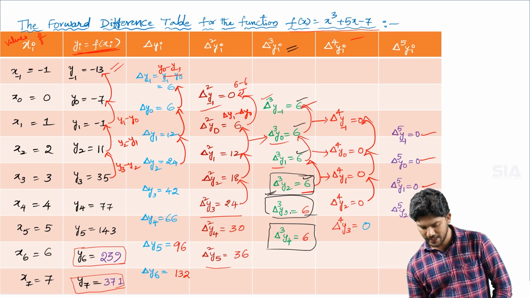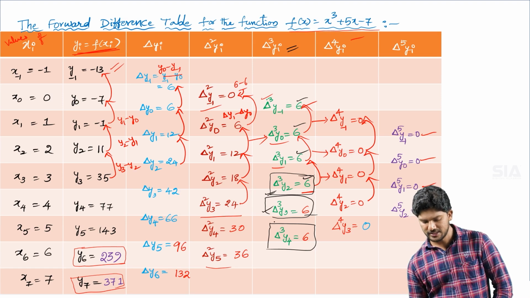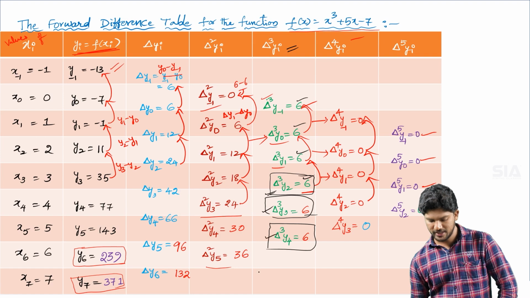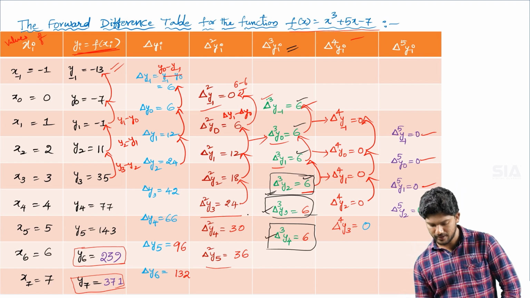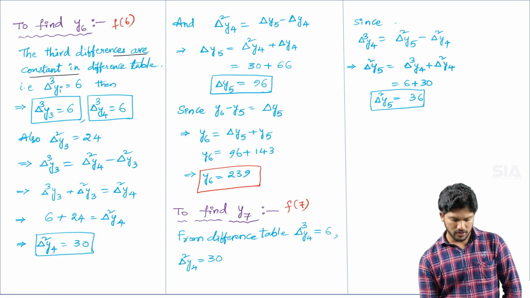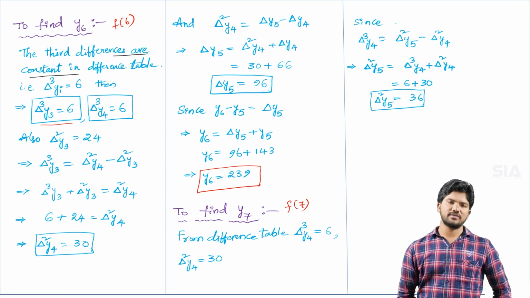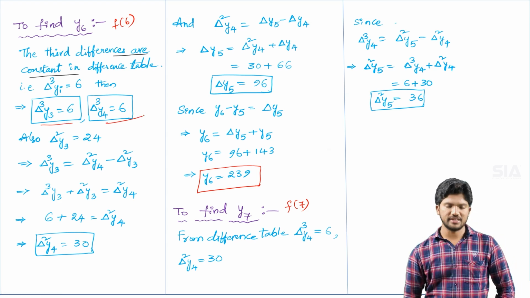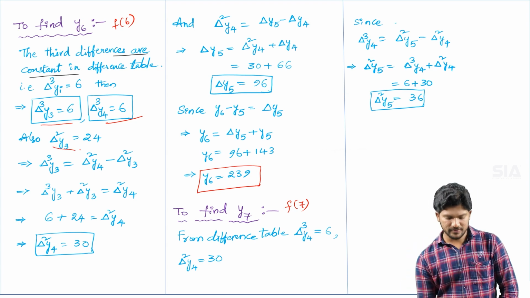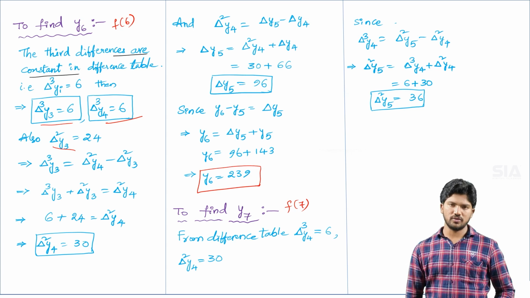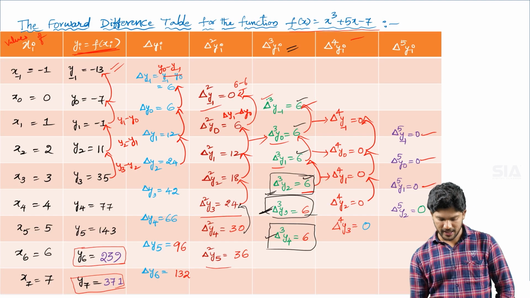So now, delta power 3 y suffix 3 is equal to 6, delta power 3 y suffix 4 is equal to 6. With the help of these two values you can find the next one. To get this value you have to take the subtraction of these two values. From the difference table, delta power 3 y suffix 3 is equal to 6, delta power 3 y suffix 4 is equal to 6. Also delta square y suffix 3 is equal to 24 we have.